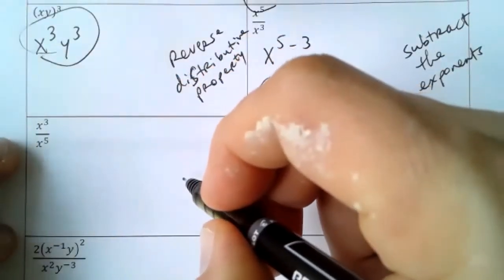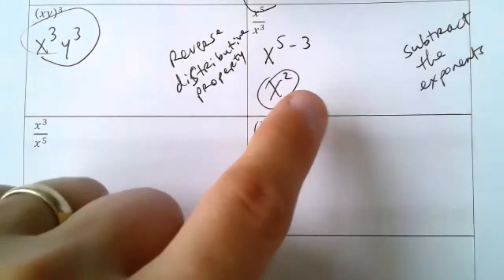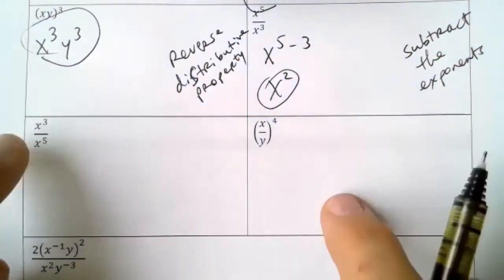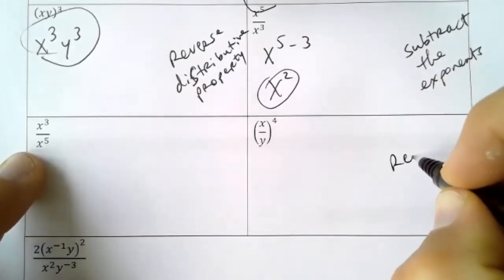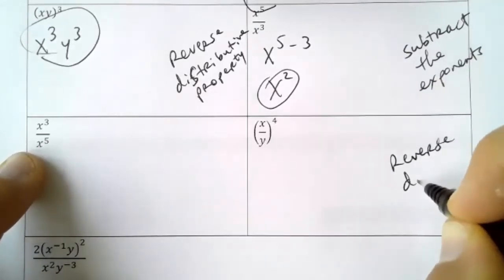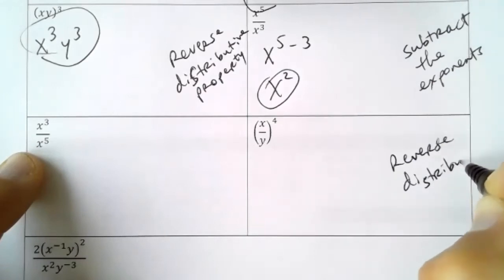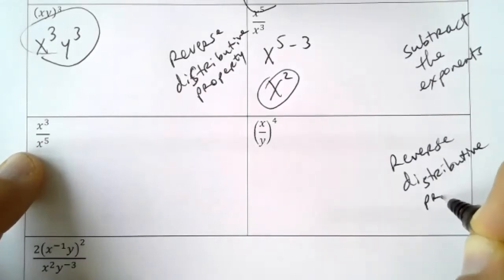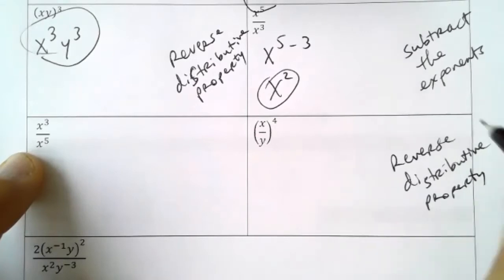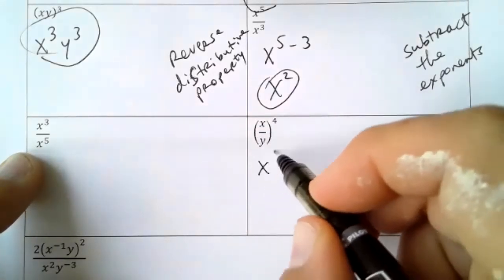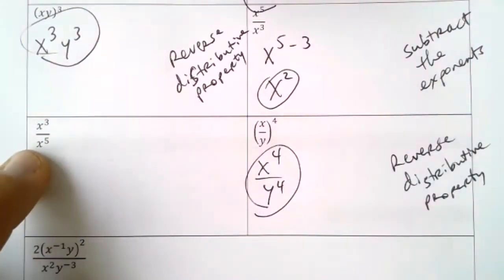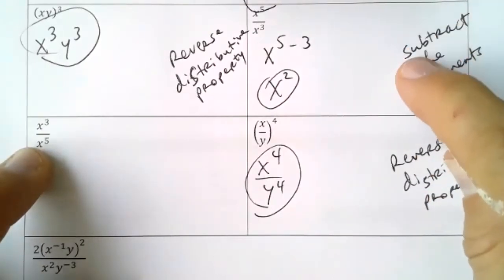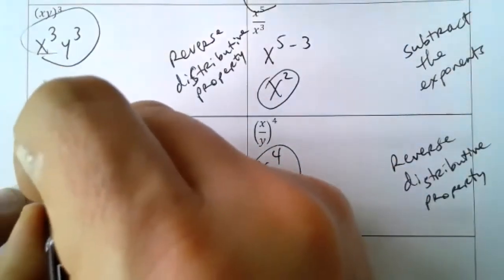So right here, I'm going to stop writing the notes off to the side here because we've already done this. This one, I will write the notes. This is a reverse distributive property. So we're going to say x to the 4th, y to the 4th. Done on that one, but this one is exactly the same as this one up here. So we subtract the exponents.